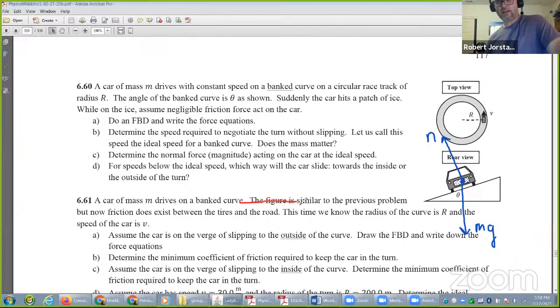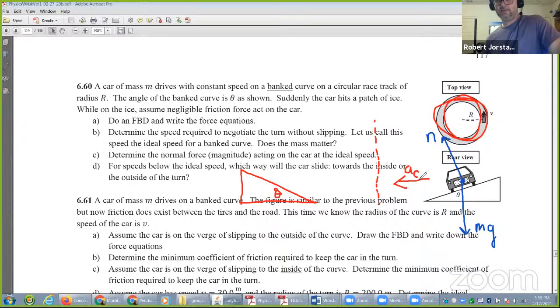Let me help you visualize this by drawing the other half of the curve. This is theta. It's orbiting about this line, right? It's going around this circle like this. That way is towards the center.